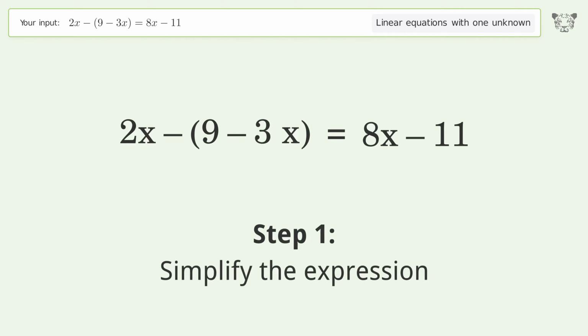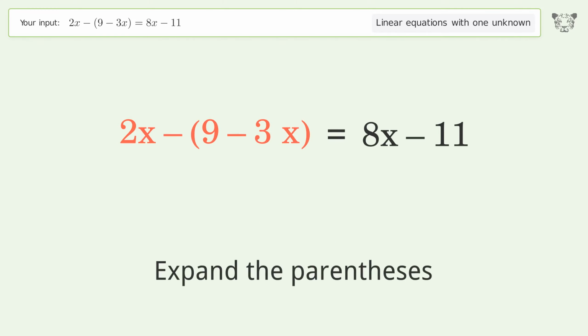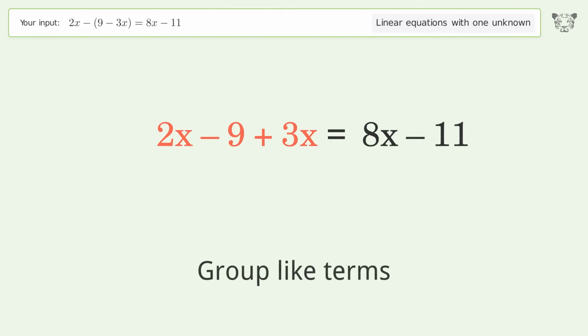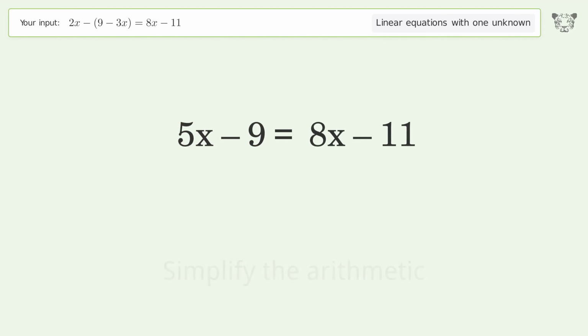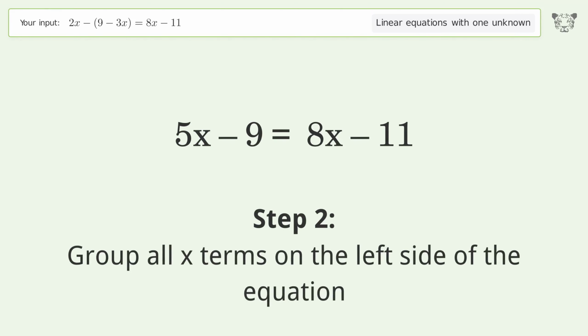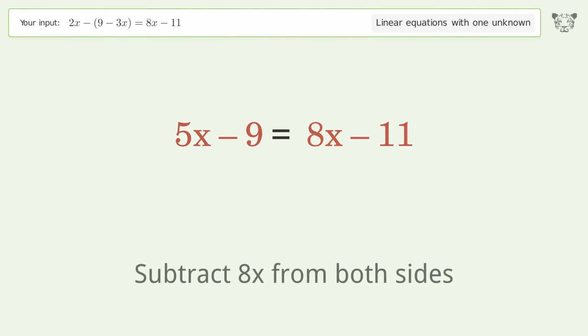Simplify the expression. Expand the parentheses. Group like terms. Simplify the arithmetic. Group all x terms on the left side of the equation. Subtract 8x from both sides.